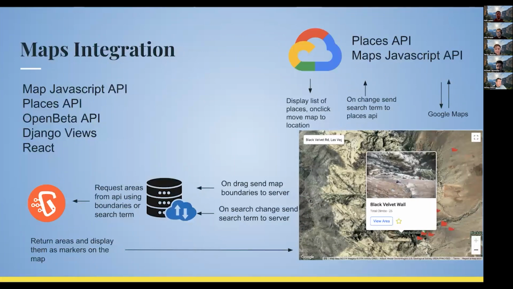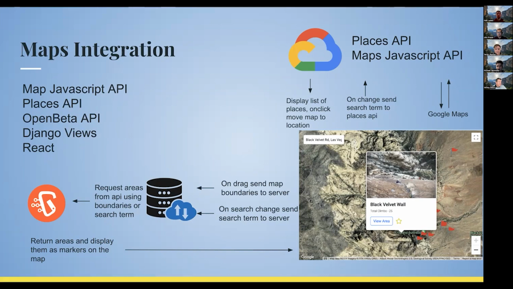As the user manipulates and moves around the map, a bounding box with the locations of each corner is sent to our server, which then passes that information to the Open Beta API. Using one of their functions, it returns a list of areas to display on our map, which we display as little flags. Clicking on the flags opens a little pop-up box, which the user can then favorite or view the area or route in greater detail.